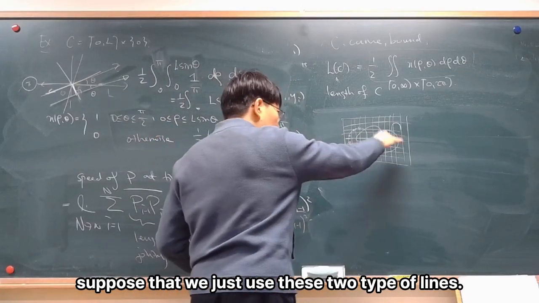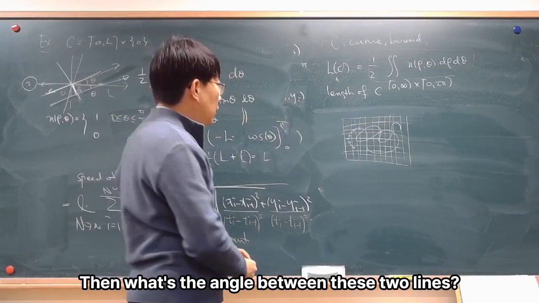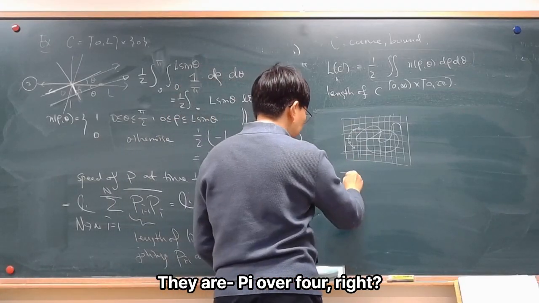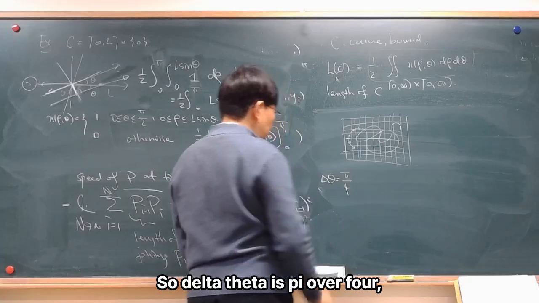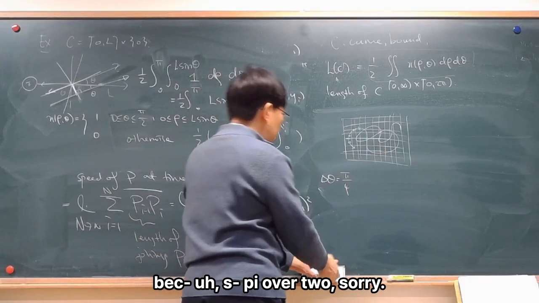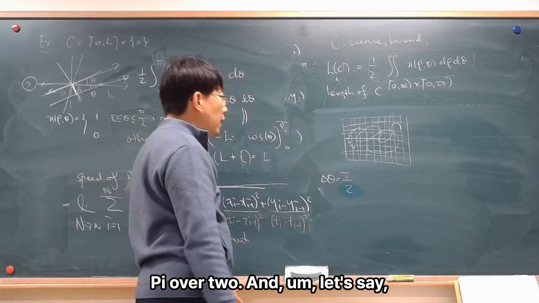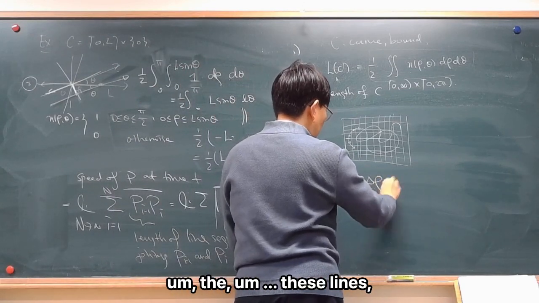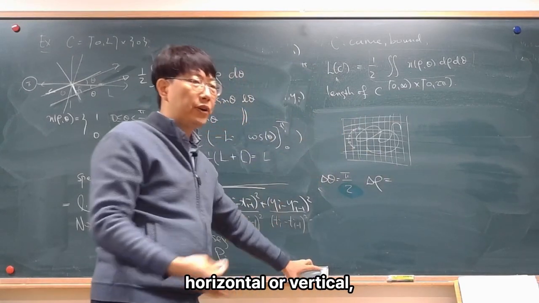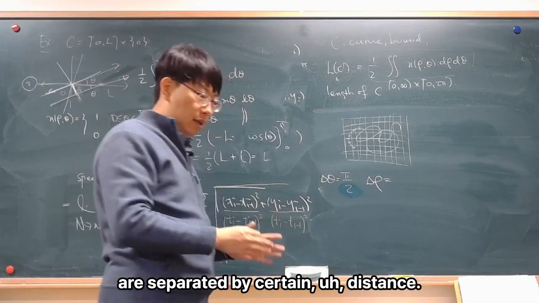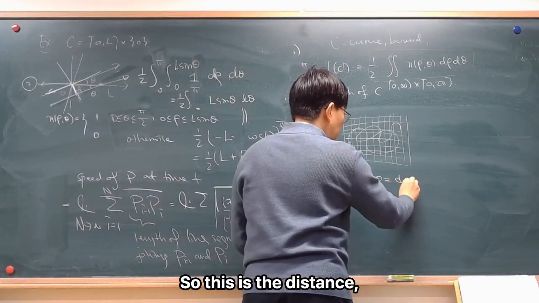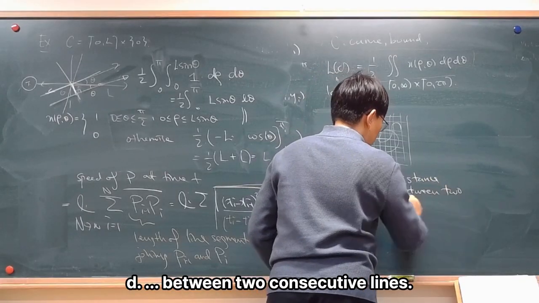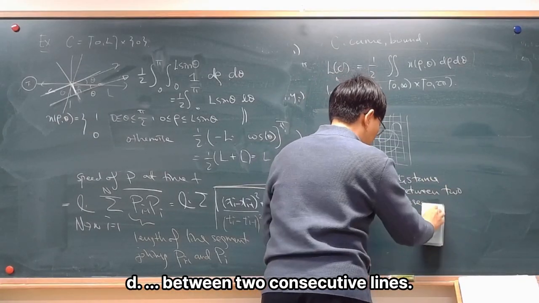So suppose that we just use these two types of lines. Then what is the angle between these two lines? They are pi over 2, right? So delta theta is pi over 2. And let's say these lines, horizontal or vertical, are separated by a certain distance. So this is the distance between two consecutive lines.